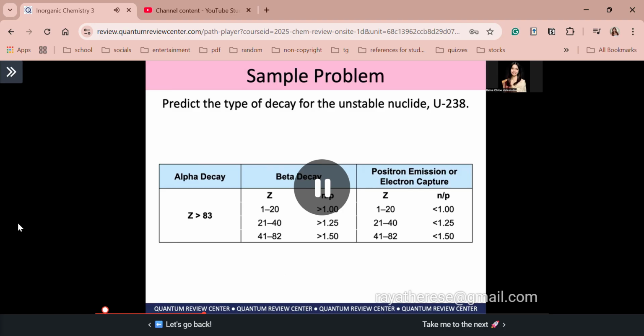Okay, let's answer. So, uranium-238, ang kanyang atomic number ay 92. Oops, that is greater than 83. Therefore, uranium-238 will undergo alpha decay.